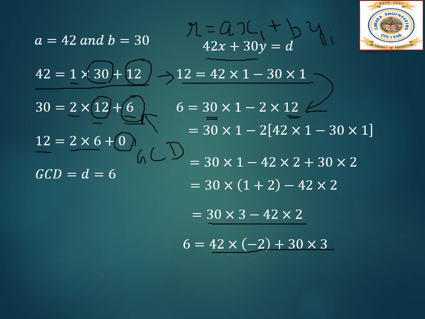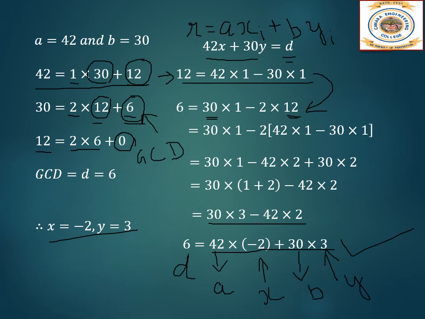And the equation we wrote, 42x plus 30y equal to d, is also satisfied here. This is d, this is a, this is b, this is x and this is y. So we got x as minus 2 and y as 3. This is how we extend the Euclidean algorithm to find the other two values, that is x and y.